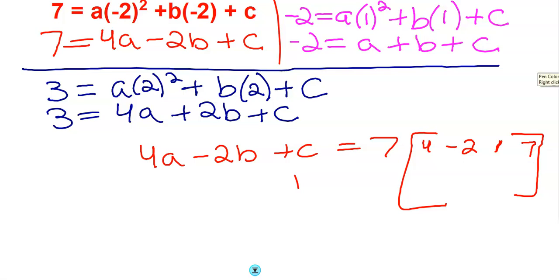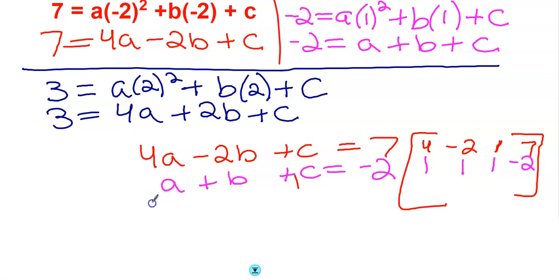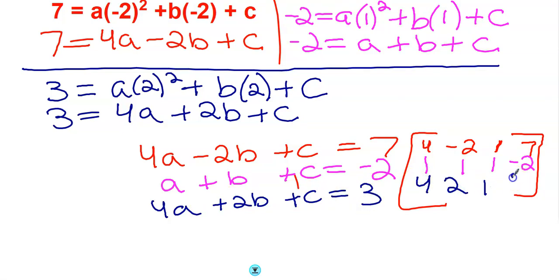Let's try the next one. So I have a plus b plus c equals negative 2. So how do I plug that in? 1, 1, 1, negative 2. And then the last one, I have 4a plus 2b plus c equals 3. Let's plug it in: 4, 2, 1, and 3. So that's how I'm going to write it.